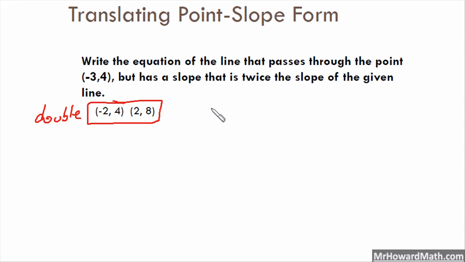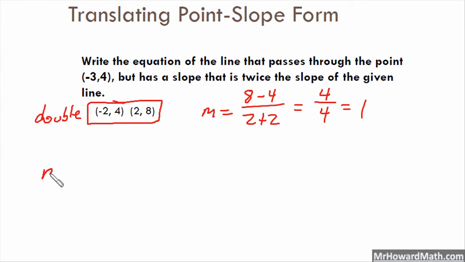Okay, so from those points, we would get a slope of y2, 8, minus y1, 4, over x2, 2, minus x1, -2. So subtract -2 flips to a plus. So 8 minus 4, 4, divided by 4 is 1. So the slope there is 1. My slope is double that, because it said twice the slope of the given line. So my slope will be twice 1, which is 2. So I need a slope of 2 through the point -3, 4.